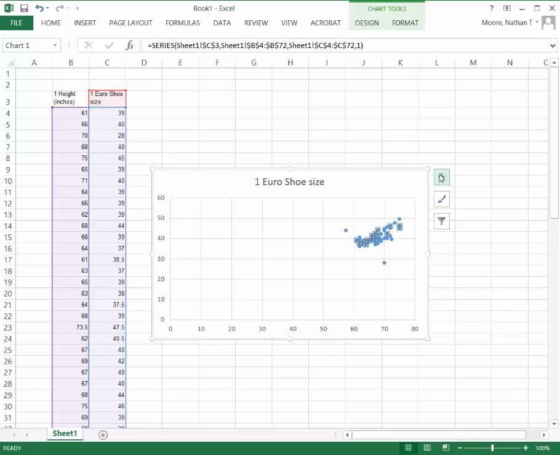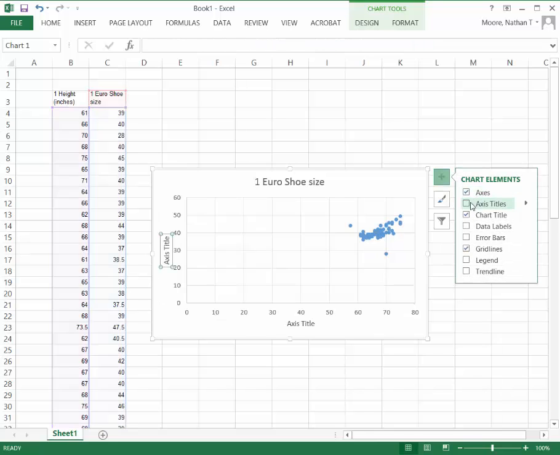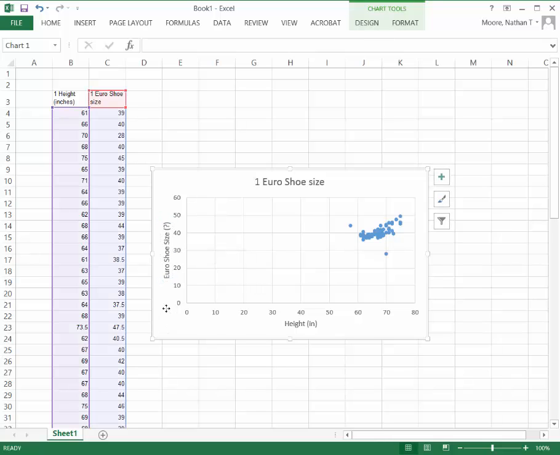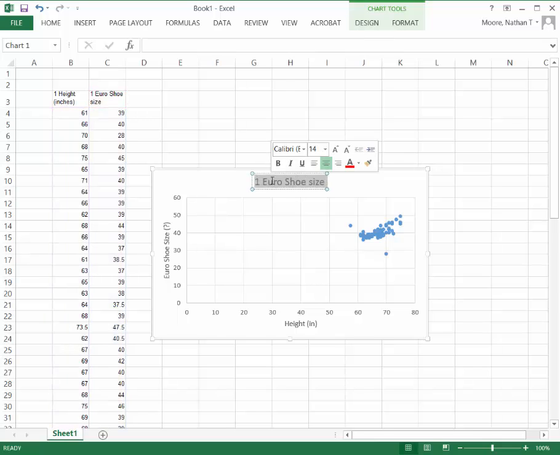Let's see. So, number one, I can add some titles to the axes. This axis, based on the scale, is height in inches. This axis right here, based on the numbers I see, must be Euro shoe size. I don't know what the units are, so I'm just going to put a question mark in there. Then I should probably give it a title.